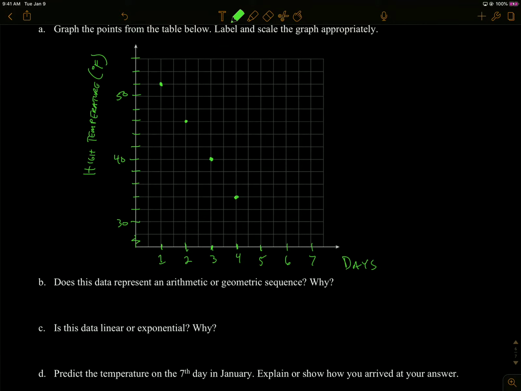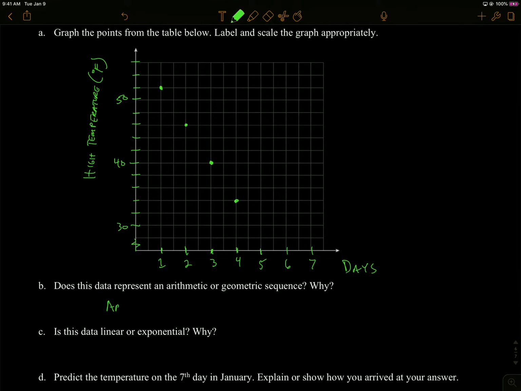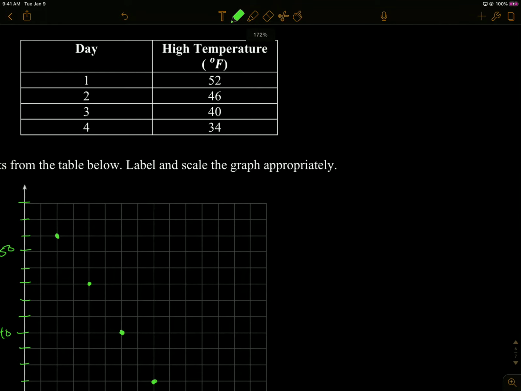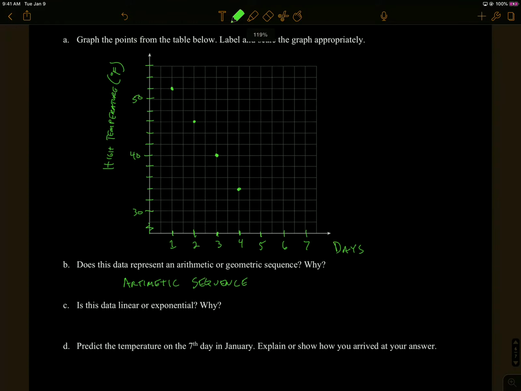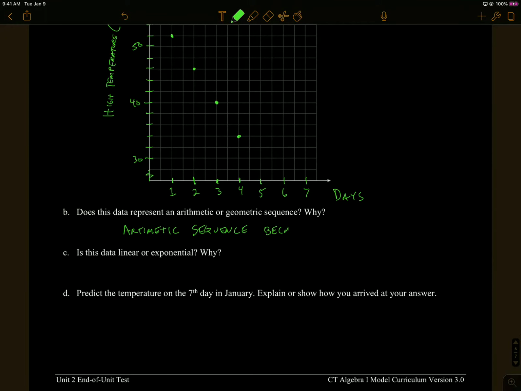So does this data represent an arithmetic or geometric sequence? It's arithmetic. I can tell that from the graph mostly because it's linear. But I'm going to say because of the table, I keep subtracting 6 each time. All right, so there's a constant difference there. So I say because there is a constant difference of -6.